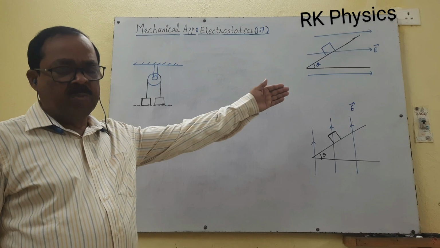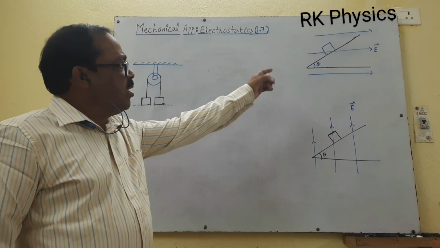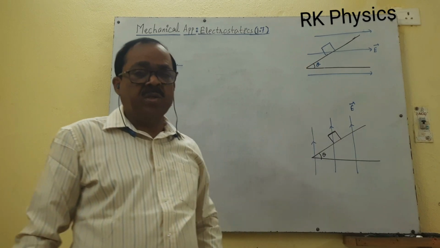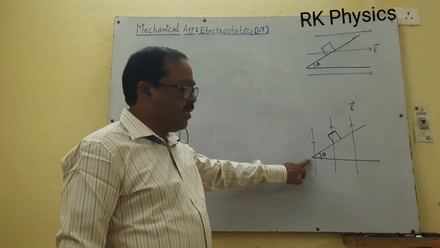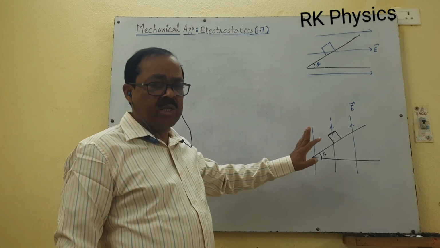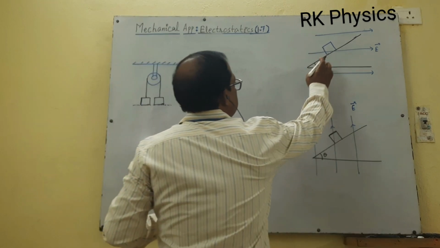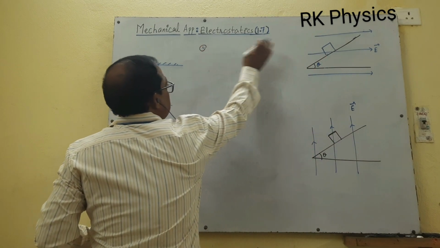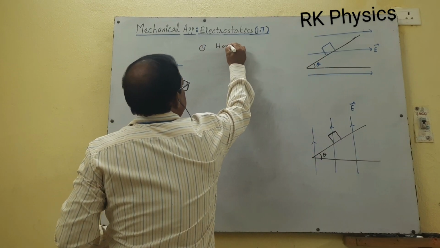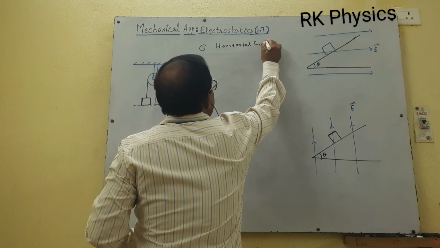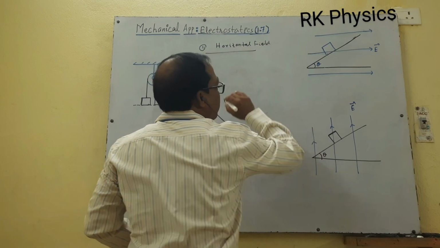That means the electric field is parallel to the plane. But in this video we will discuss the case where the plane is inclined but the field is horizontal, and the case where the plane is inclined and the field is vertical. So now let us discuss first, number one, horizontal field.